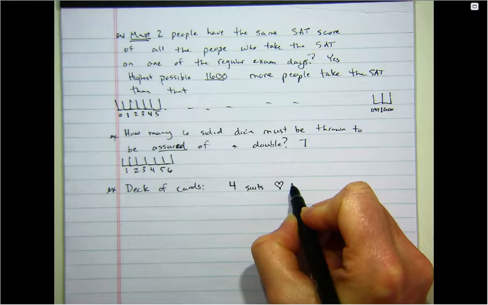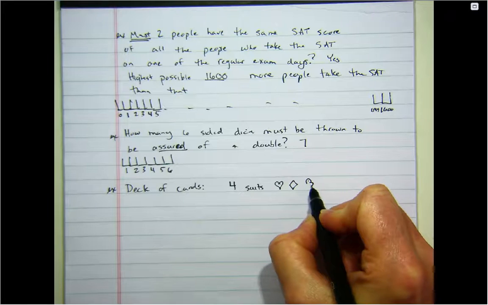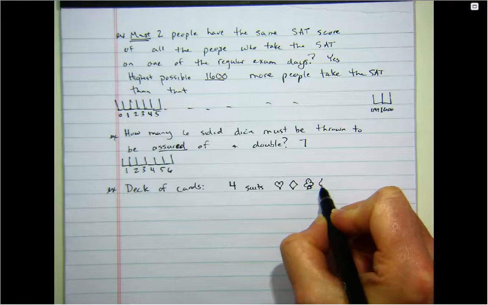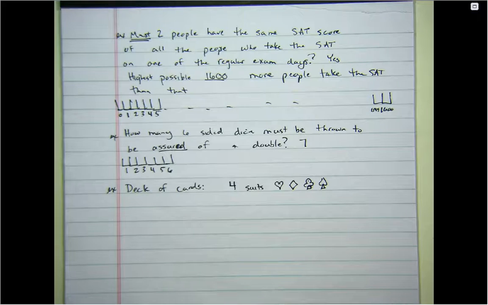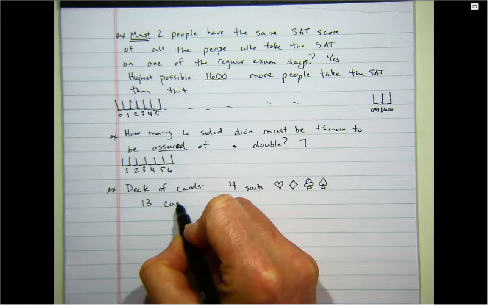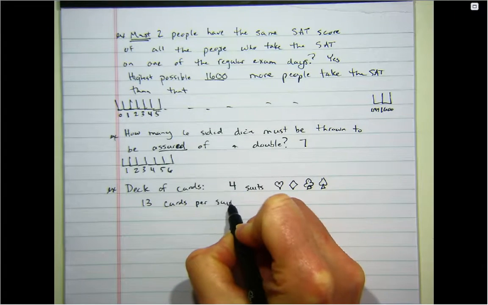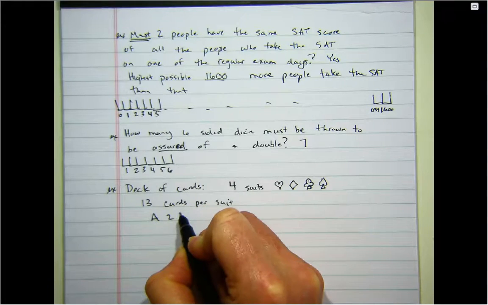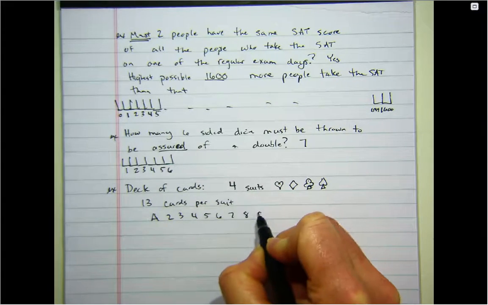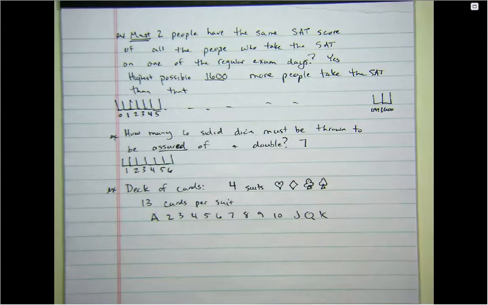There's 4 suits: hearts, diamonds, clubs, spades. And how many are in each suit? Anybody know? 13. Yeah, 13. So the ace, 2, 3, 4, 5, 6, 7, 8, 9, 10, jack, queen, king. So 52 cards altogether. So now I'm going to ask you questions about a deck of cards.